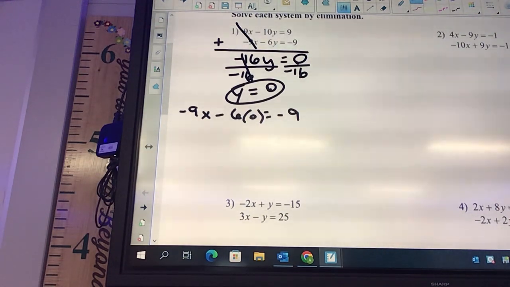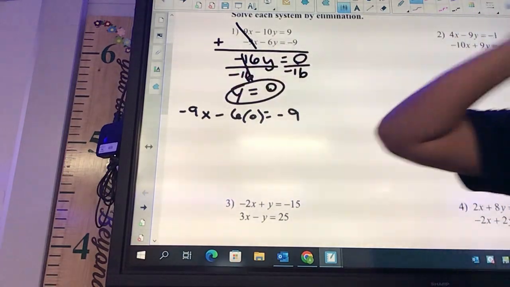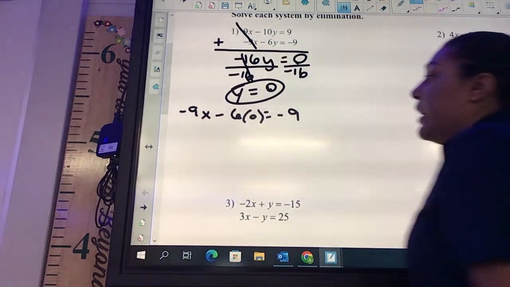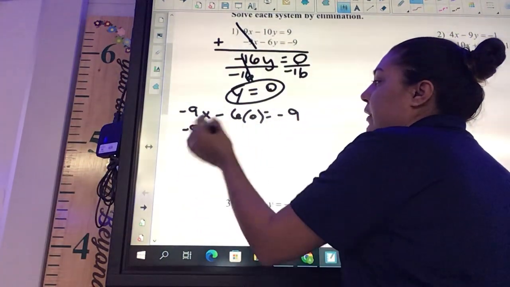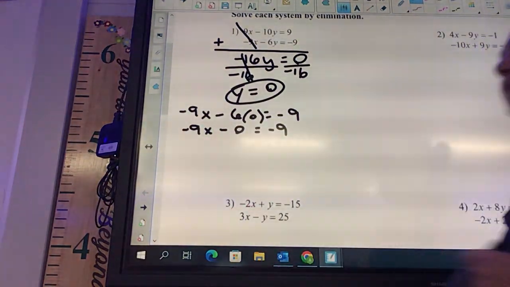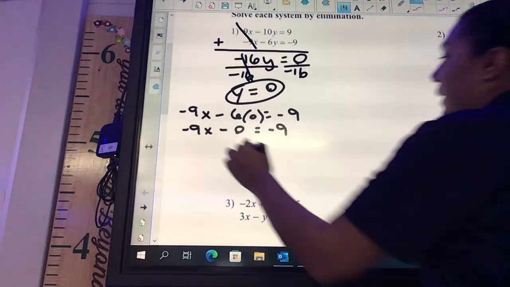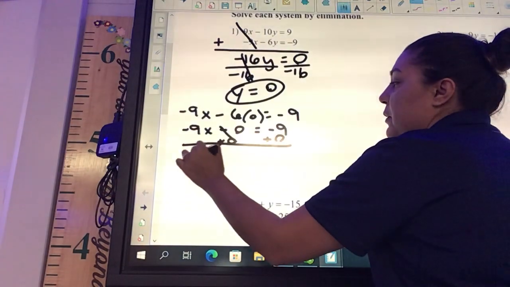Some of you guys got mixed up yesterday. Make sure if it's the y, put it in for the y. If it's the x, put it in for the x. That's where some of you guys went wrong yesterday. Okay, so 6 times 0 is 0. Okay, you can put nothing or you can put minus 0. Okay, it's not going to change anything. So if you said 0, you can say plus 0, which is like doing some extra steps.